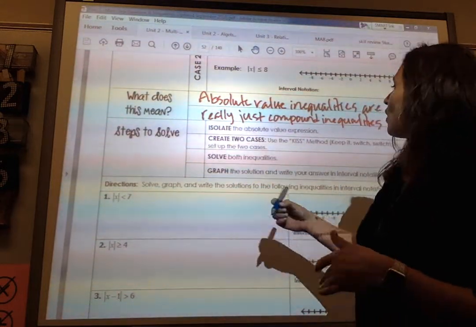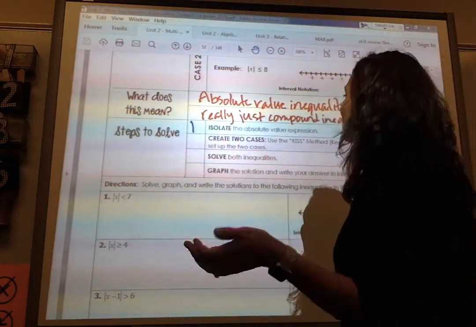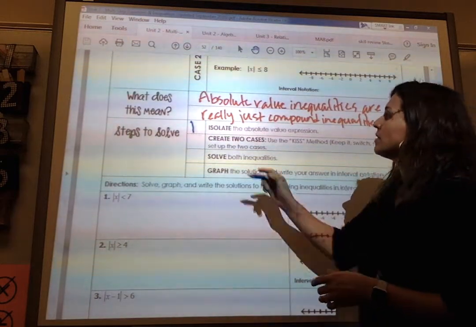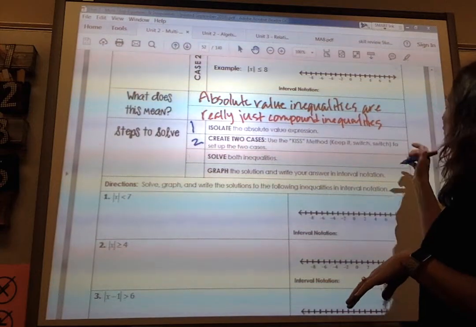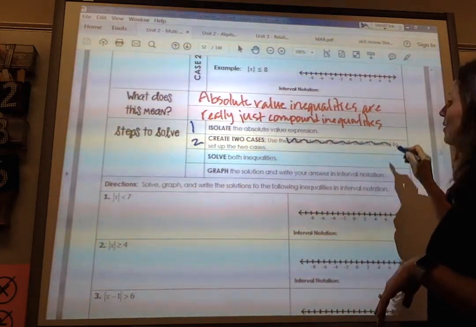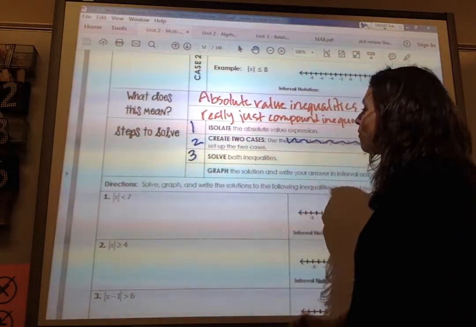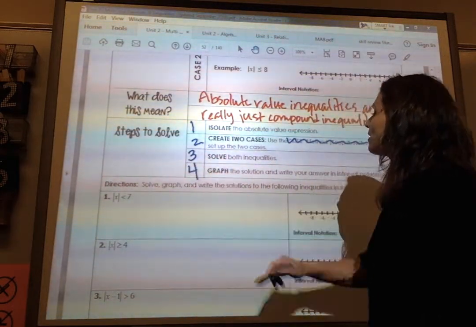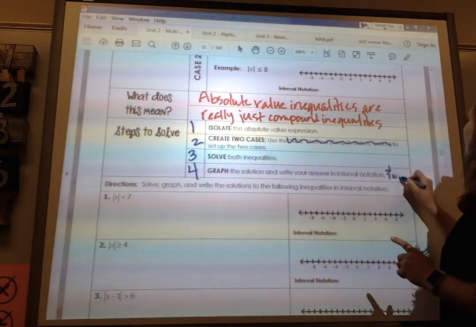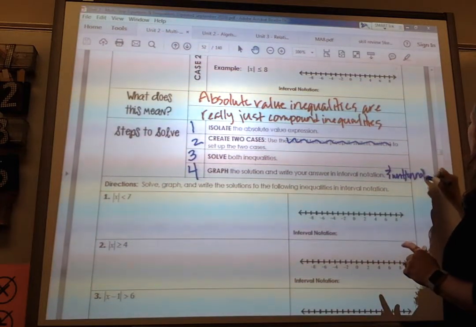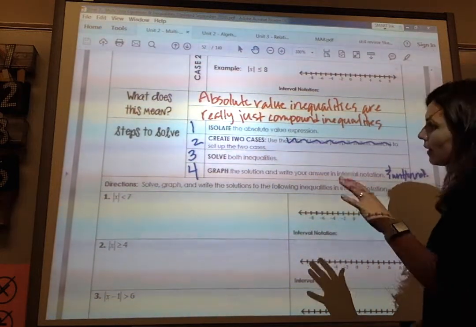So here are the steps to solve. Very, very similar to when we have equalities. Step 1, I had to isolate the absolute value expression. Step 2 is I created 2 cases. So don't worry about the KISS method. That never really made sense to me. But we set up the 2 cases. Step 3 is we solve both inequalities. And step 4 is that we graph the solution and write our answer in interval notation and written notation. So there are 2 different notations that we do along with a graph. Okay, so that's what I fill in my notes.